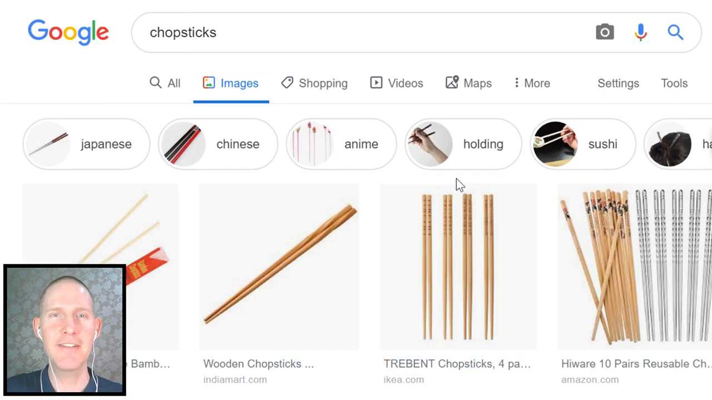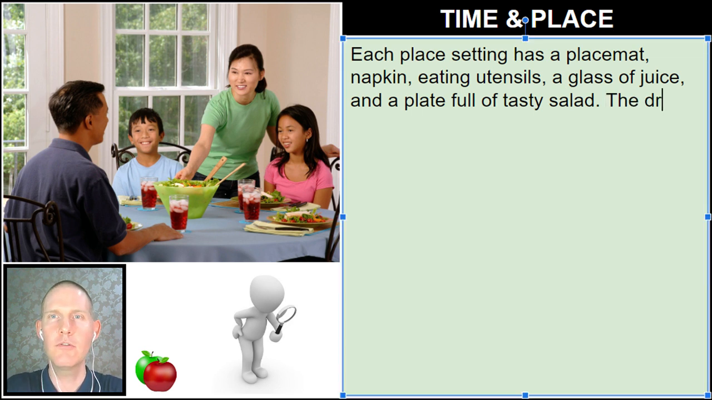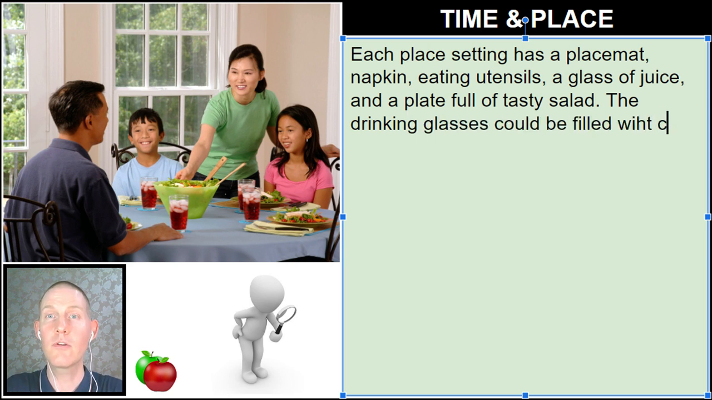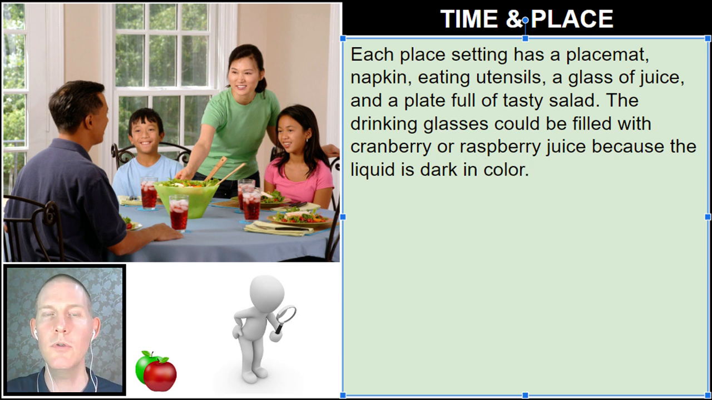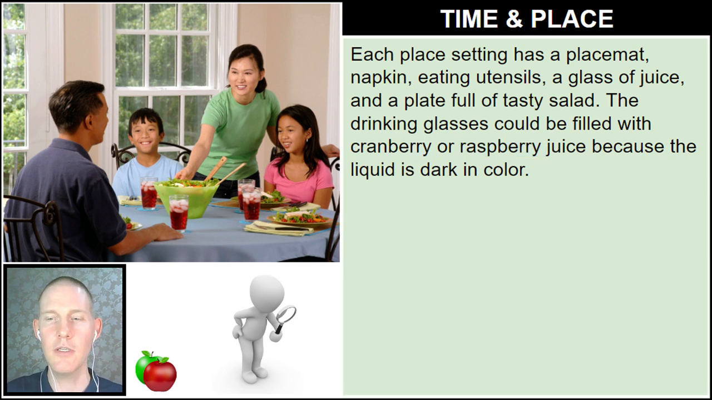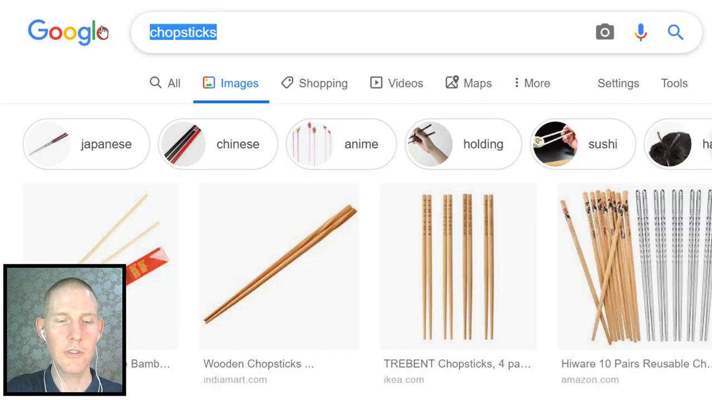Okay. All right. So let's go back to the picture. And next sentence. The drinking glasses could be filled with cranberry or raspberry juice because the liquid is dark in color. So we have two types of berries, right? Cranberries and raspberries. First, let's take a look at cranberries. We'll look at the fruit, and then we'll also look at what the juice looks like.